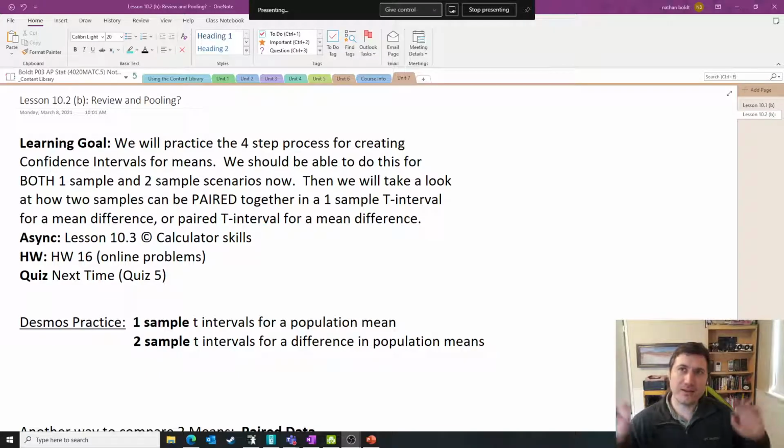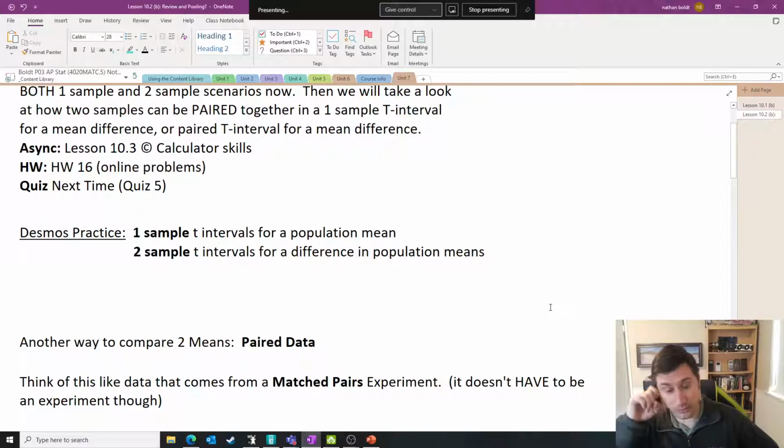There is another way of doing a two-sample confidence interval, or doing a confidence interval if you have two samples. So come on back to my screen if you haven't already. We're going to take a look at that and how that works, okay?